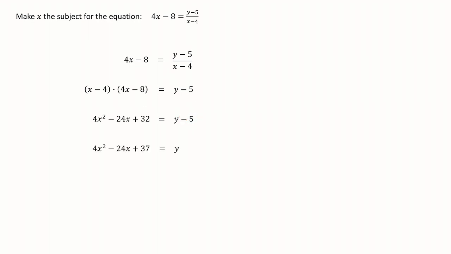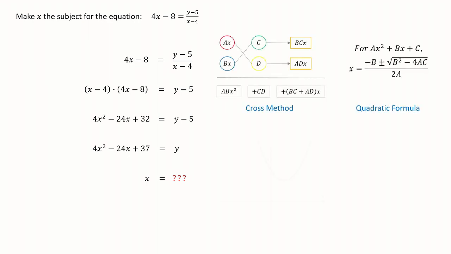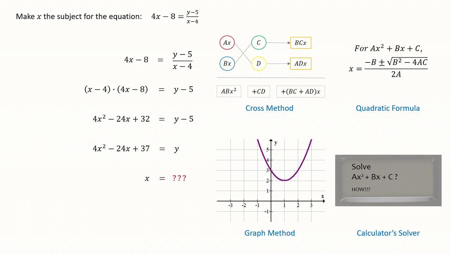But wait, our final goal here is to make x the subject, not y, although y is the subject right now. So how do we do that? We have a quadratic equation with all the x's on the left hand side. If we could find the roots of this equation, we will get x equals to something which makes x the subject. We have many common methods of finding roots of quadratic equations. These various methods are shown here. However, all these methods, when applied to this equation, tell us that there are no real roots for this equation.